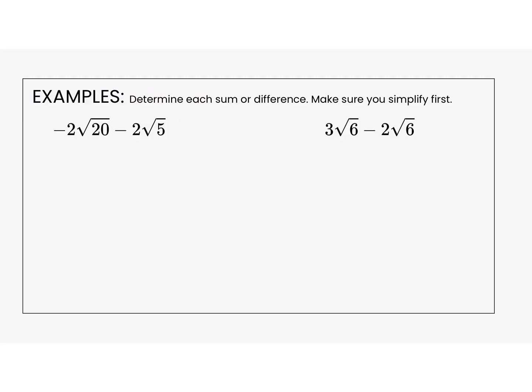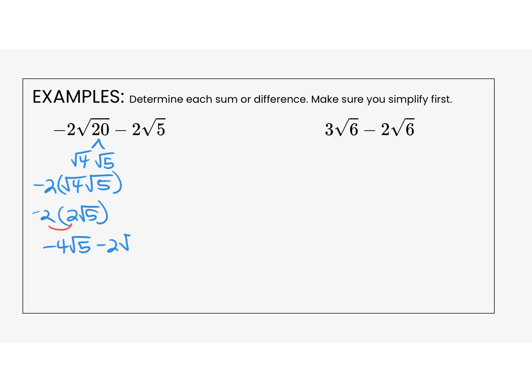All right, so let's look at this in practice. What do we have to do? First we have to make sure we simplify. So square root of 20, I know that I can simplify because it's divisible by 4. So that is the square root of 4 times the square root of 5. So that would be -2, we can't forget about that, times 2 root 5. And then we could multiply these two numbers. So this is really -4 root 5. And then 2 root 5 is already simplified, so we can't do anything with that. So I have -4 root 5 minus 2 root 5.